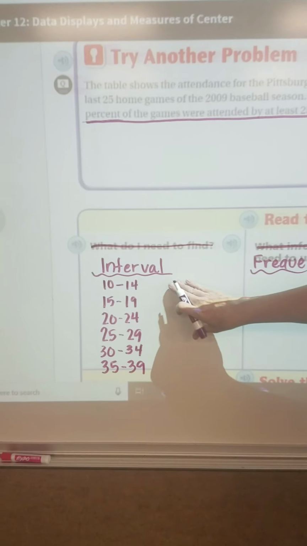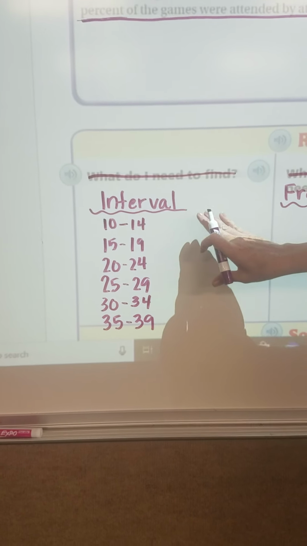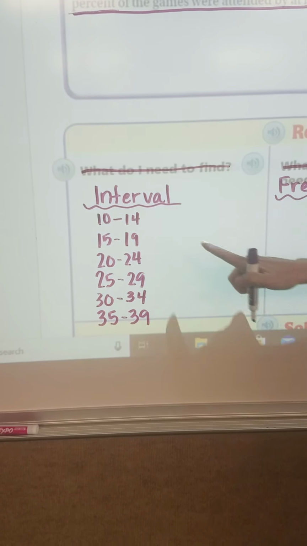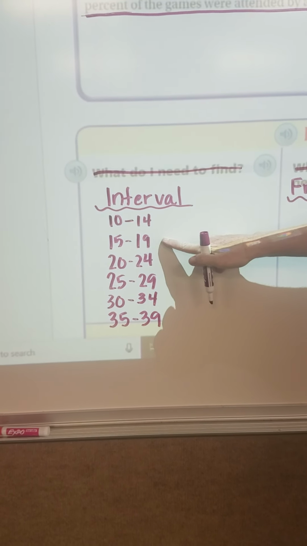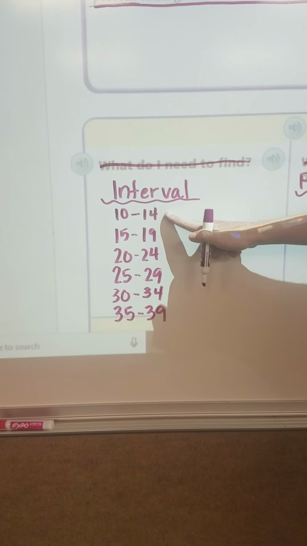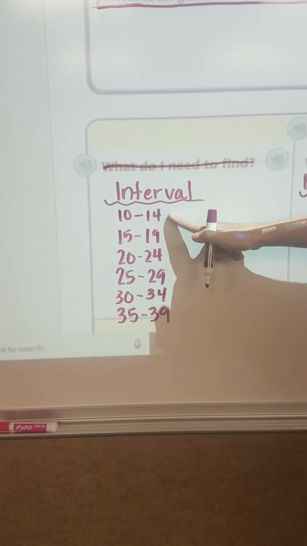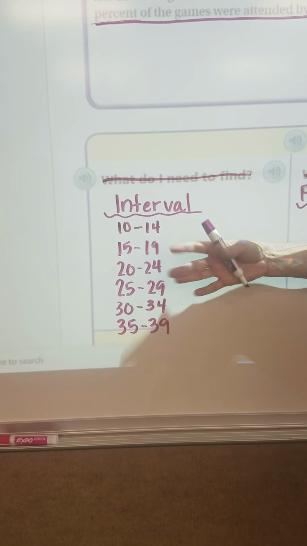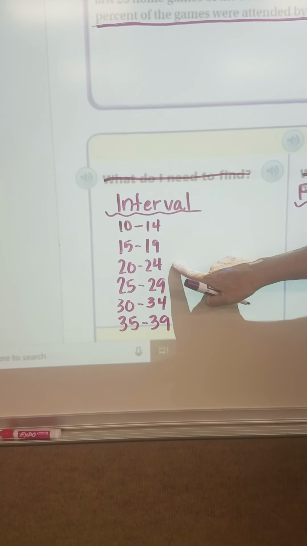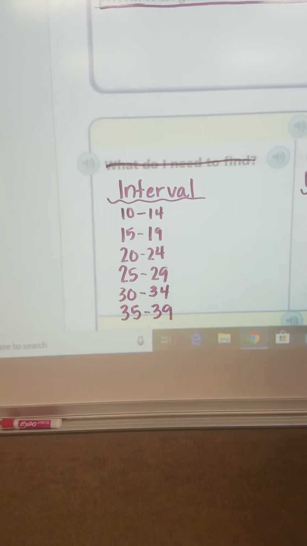Okay, so I've already done that, boys and girls. The trick with intervals is you have to remember that each interval has to have the same amount of data values. And so you can see 10 to 14, that's 5 data values: 10, 11, 12, 13, 14. So each of these, boys and girls, has 5 data values.